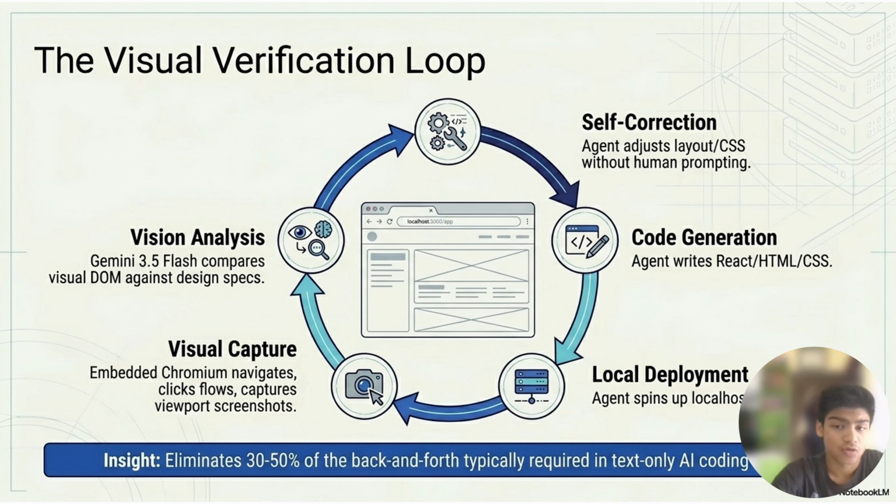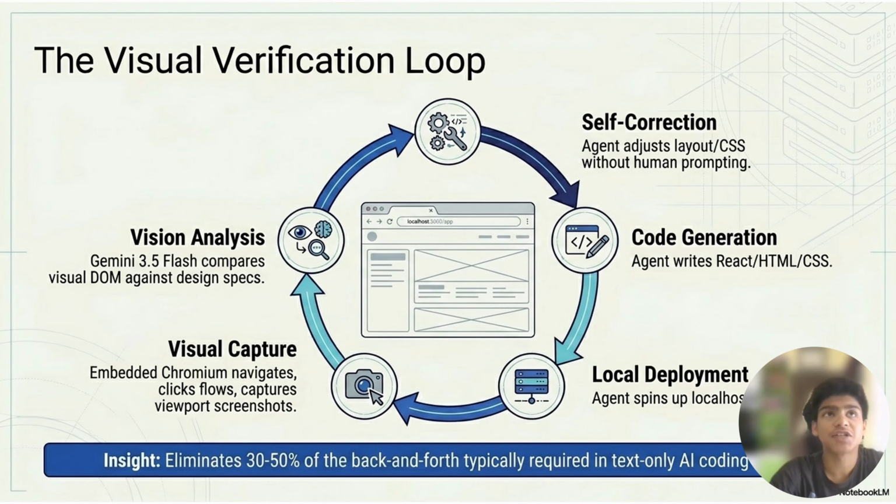The visual verification loop, yeah. In this, Claude and the Codex of AI were two giants that were dominating, but this feature is more relevant to Claude. So in this, code generation was there. The AI generates the code and writes it in HTML, CSS, etc. And then it goes to local deployment. After local deployment, it goes to the visual capture, where it is embedded in Chromium, navigates, clicks flows, and captures viewports and screenshots.